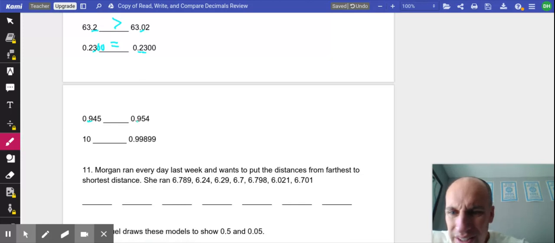9 and the tenths equal. 5 is greater than 4 in the hundredths. And the last one on this problem, 10 and 0 for whole numbers. We know that 10 is greater.